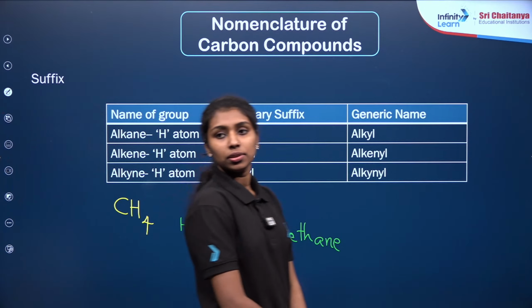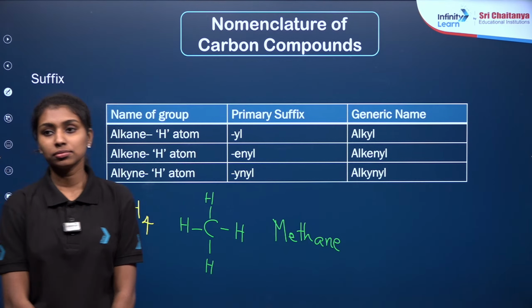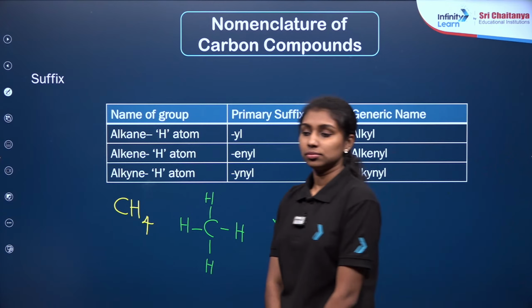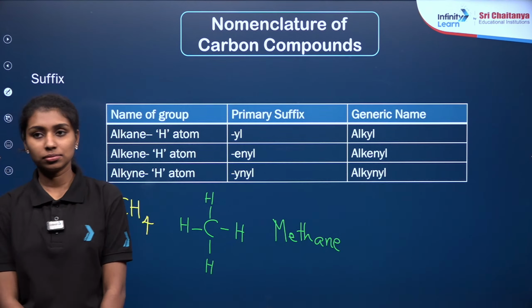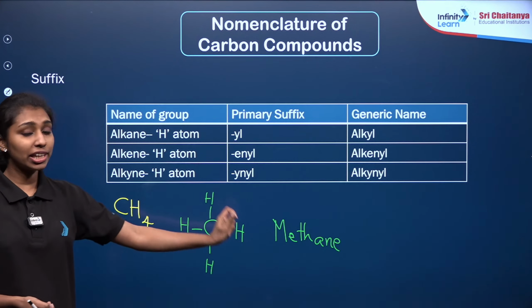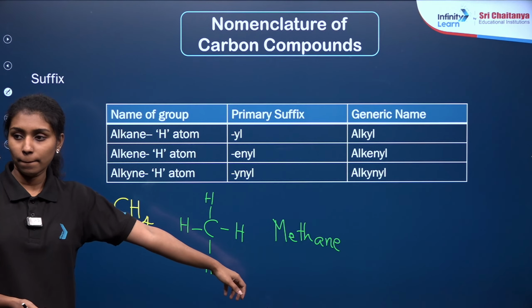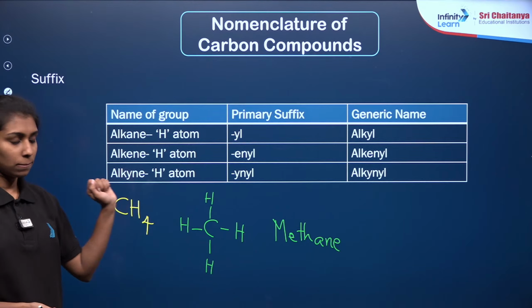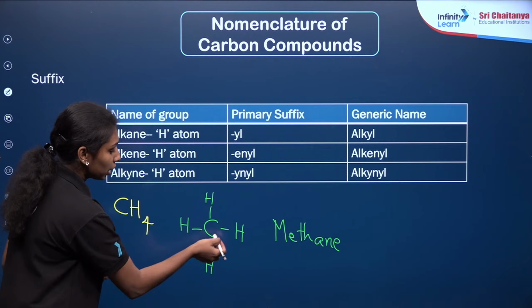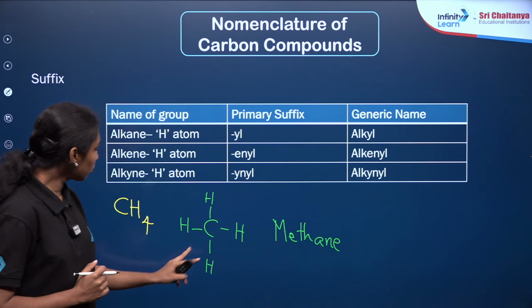Is that clear? How to write down the IUPAC name for this particular compound? So this will be methane, right? This is only in the case of single bonds: 1, 2, 3, 4 single bonds. Only single bonds are present, so the suffix will be A-N-E. Only one carbon, so it will be methane.